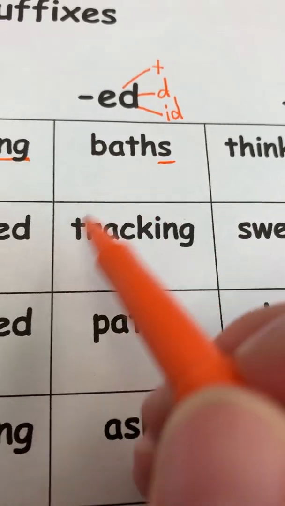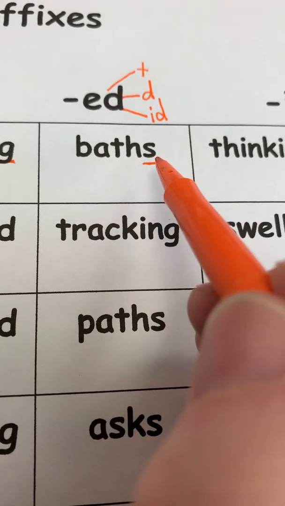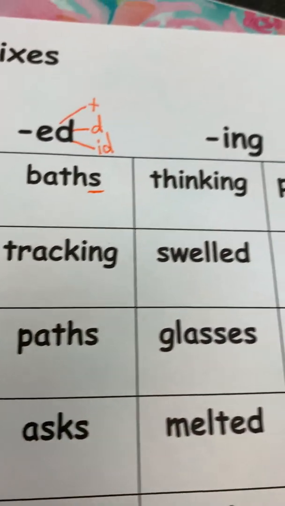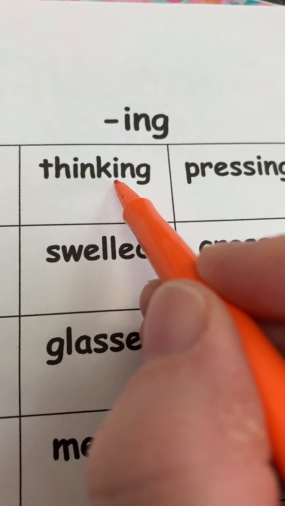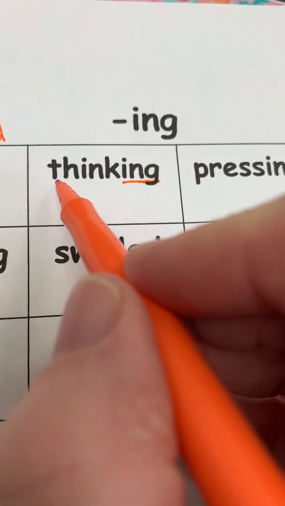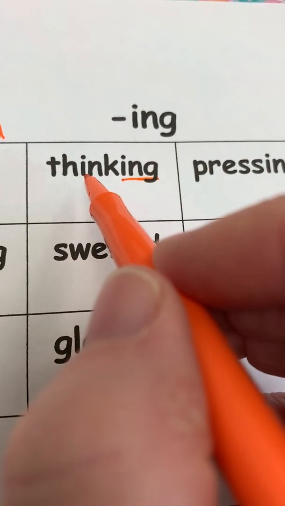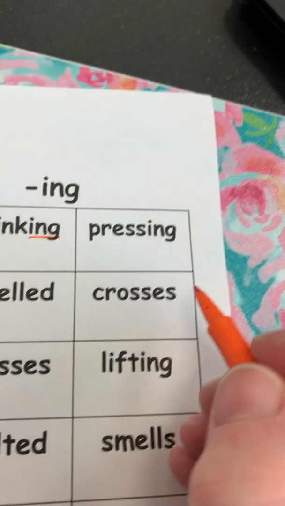Let's underline the suffix, the S, and let's figure out the word. Bath. Bath is the root word, but if you want to make that plural, then it's baths. Baths, and that's kind of hard to say. Let's look at the next one. Okay, underline the ing, and we've got that TH at the beginning. Think. Thinking. Good.